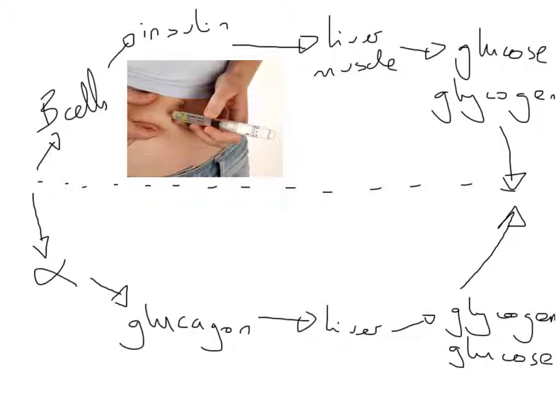Now people who cannot control their blood glucose very well are called diabetics. In other words, they suffer from diabetes. There are two different types of diabetes, type 1 and type 2. In type 1 diabetes, no insulin is produced. Think about the consequences of this.